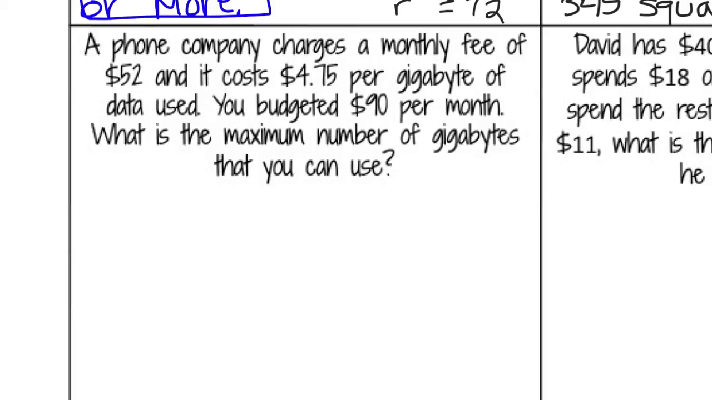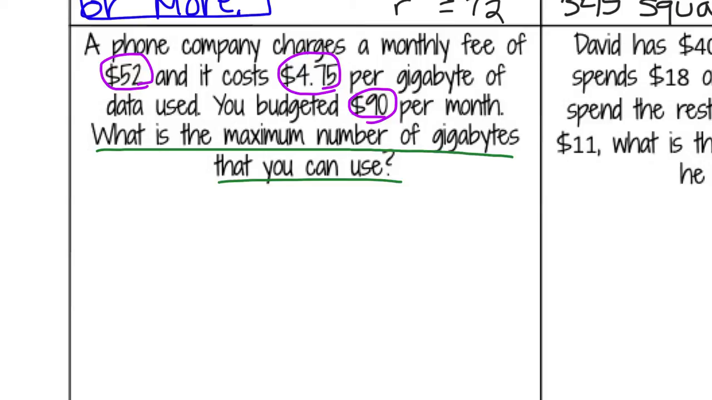Okay. Alright, so we're going to circle our numbers. I see $52, $4.75, and $90. And we underline our question. What is the maximum number of gigabytes you can use? And that's where my variable is going to come from. Let's use G to represent the number of gigabytes.